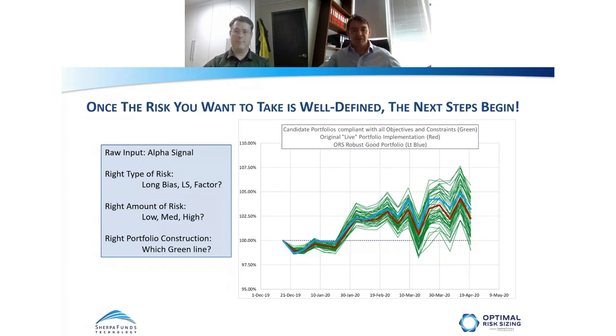We've talked about taking alpha, choosing a type of return set to deliver to an investor who wants that type of return set, choosing how much risk to take in that, and then constructing a portfolio that gets you the best possible expression of that risk within your constraints. And I think that's where we are.